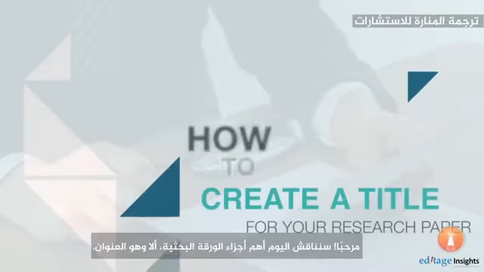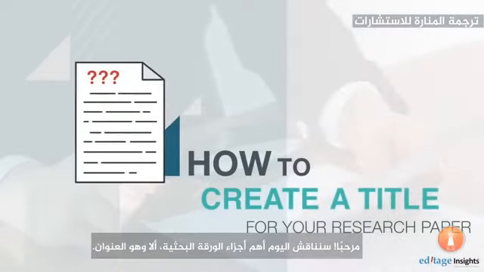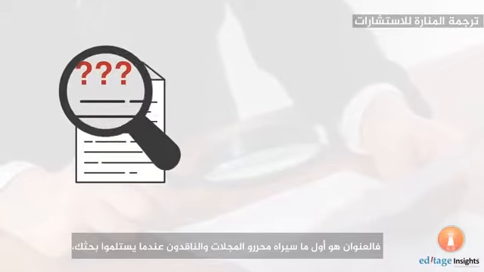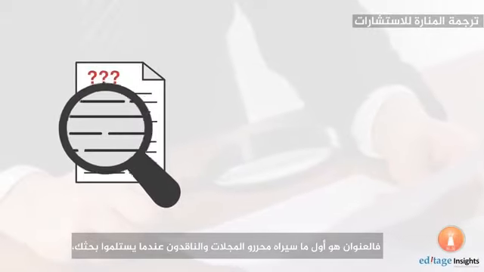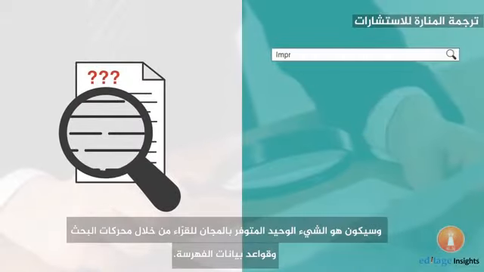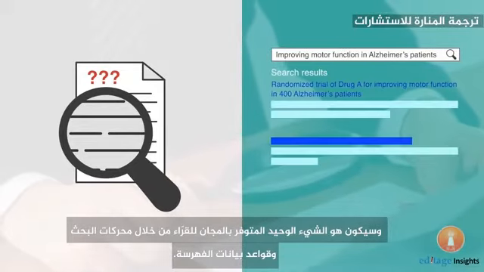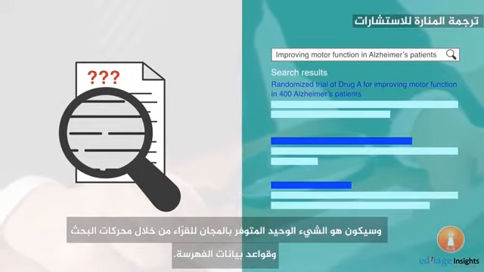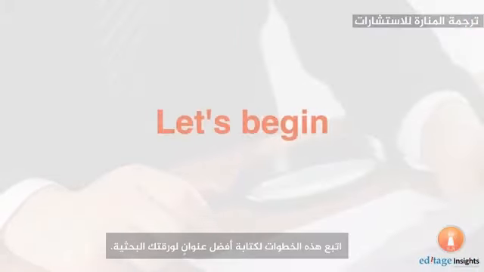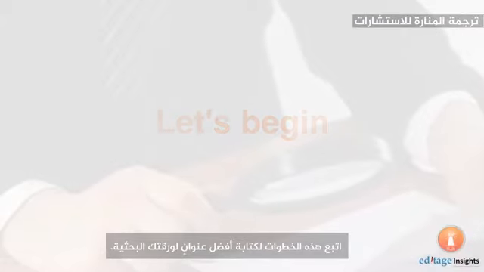Hello! Today we'll discuss the most important aspect of a research paper, the title. The title is the first thing journal editors and reviewers will see when they receive your paper. It is also the only aspect that will be freely available to readers through search engines or indexing databases. Follow these steps to create the perfect title for your paper.